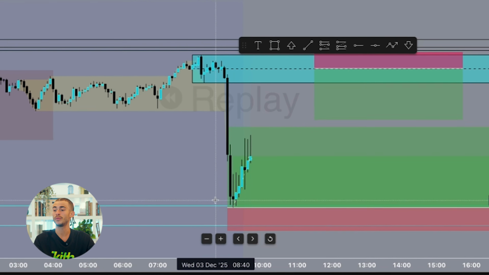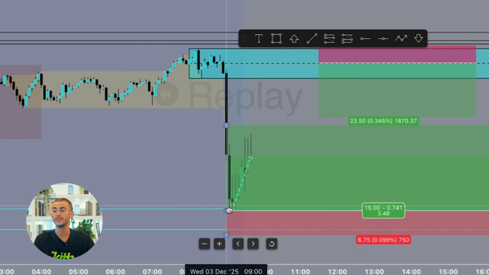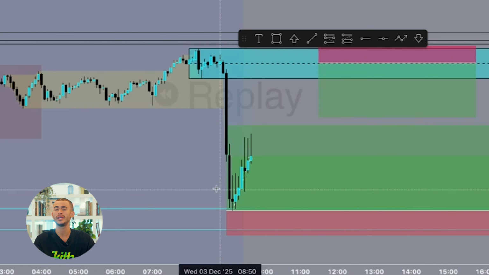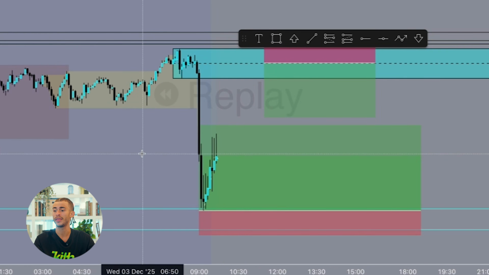So what I did is I didn't enter immediately when price touched this level. I waited for a 15-minute candle closure above this level, and then I entered, and I was still able to catch an incredible entry, making me around $12,000 on that specific trade.